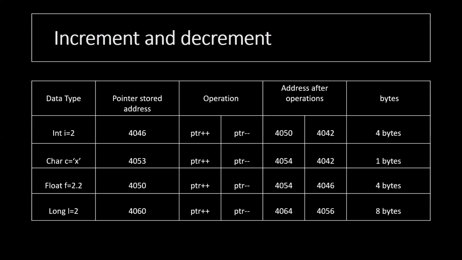Clear? As an integer is of 4 bytes, we are having a change of 4 bytes. That full 4 bytes is considered to be a single entity. If we apply an increment or decrement operation on an integer, it will change the address by 4 bytes, for float it will also change by 4 bytes, and for long it will change by 8 bytes.